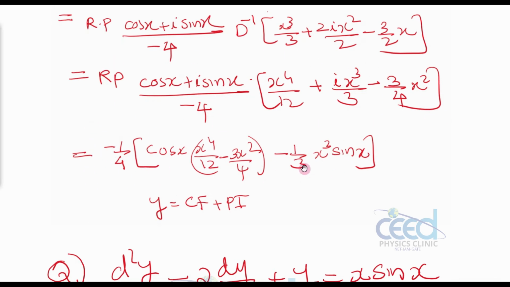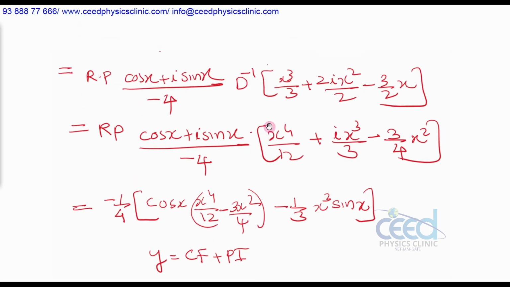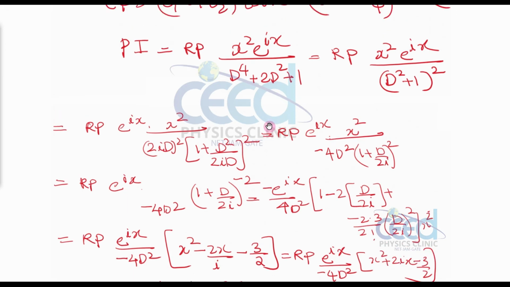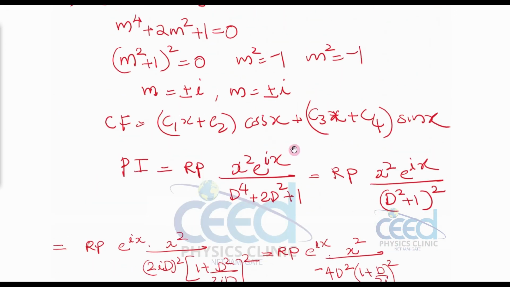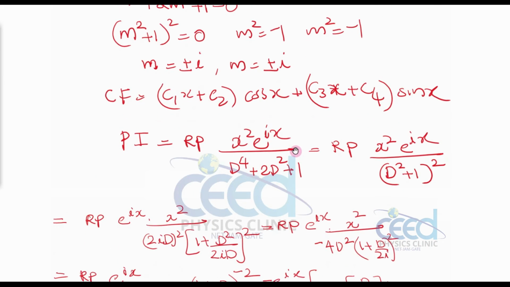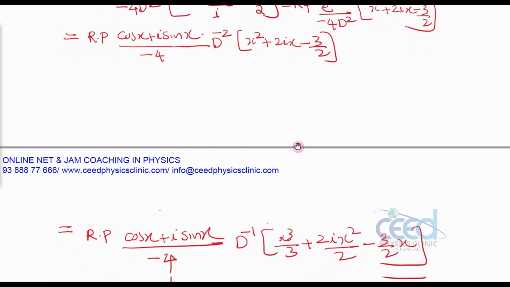So this is the particular integral, and to find the total value of the solution of y, that is complementary function plus particular integral. Complementary function we have already solved here, you can substitute here. Okay, so this is our complementary function that we have solved, that we can substitute here.